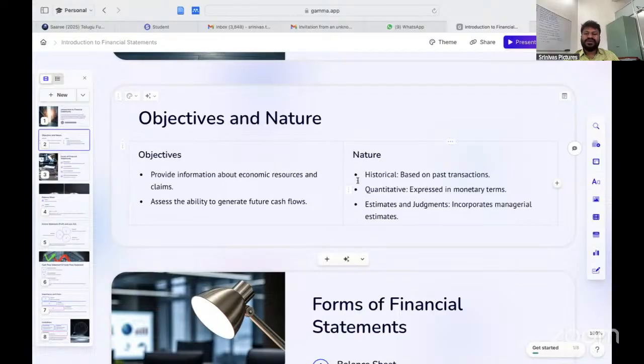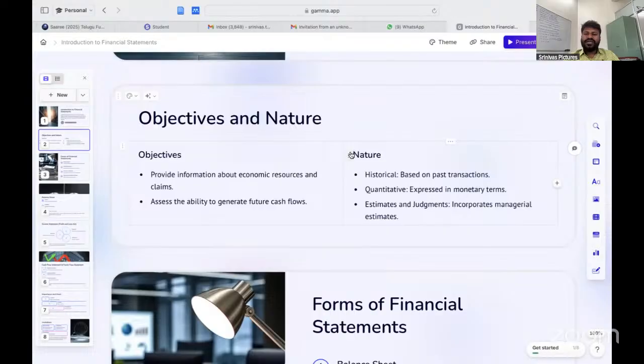And what is the nature of these financial statements? Financial statements are generally prepared based on past transactions only. Whatever data we recorded, we know the accounting rules. First, we collect the data, means recording only. After recording, we classify. After classifying, we summarize and interpret. So there is an accounting process. With the help of that recorded data, we prepare the financial statement. That is the reason we record based on past transactions.